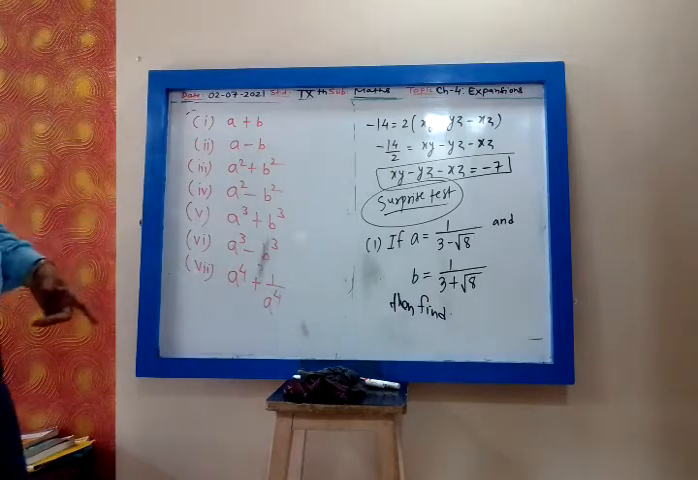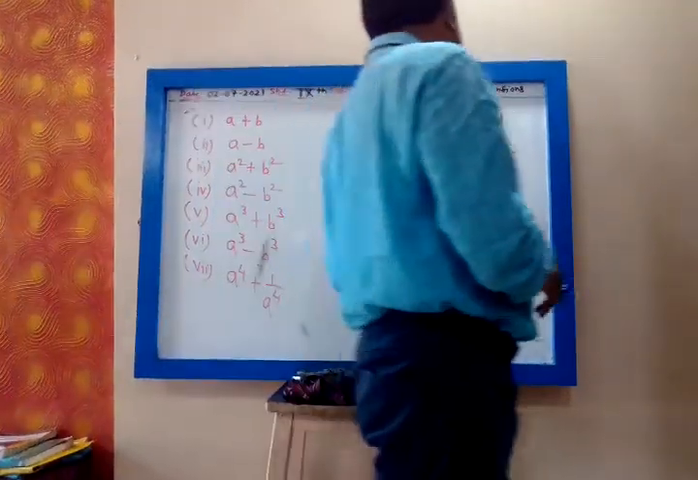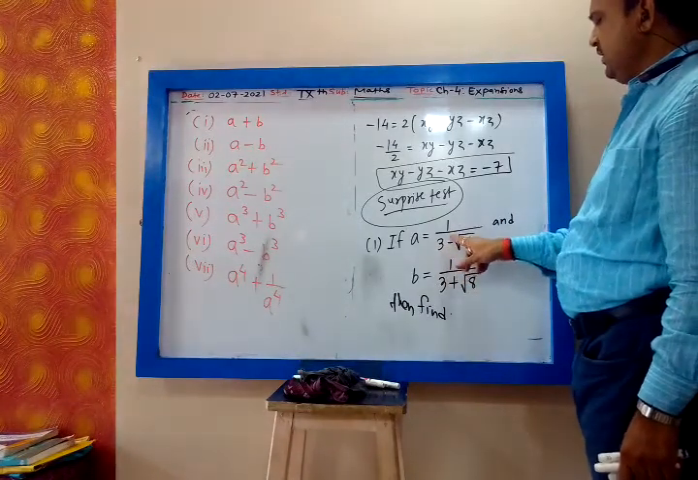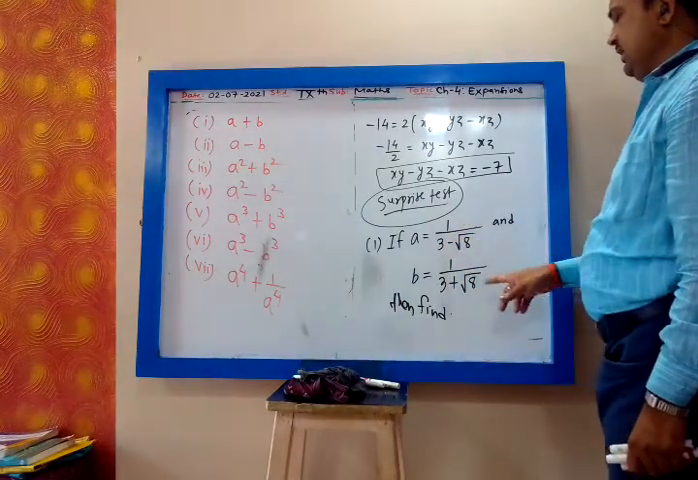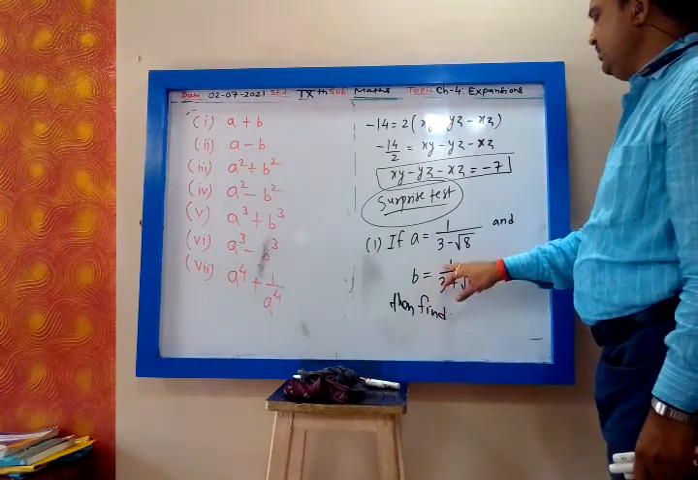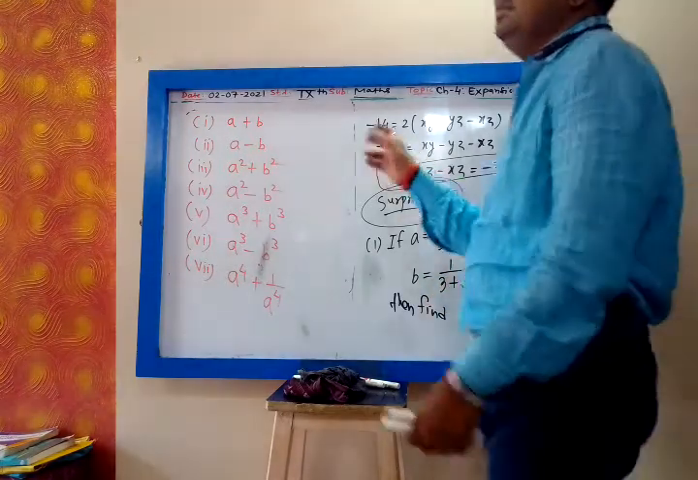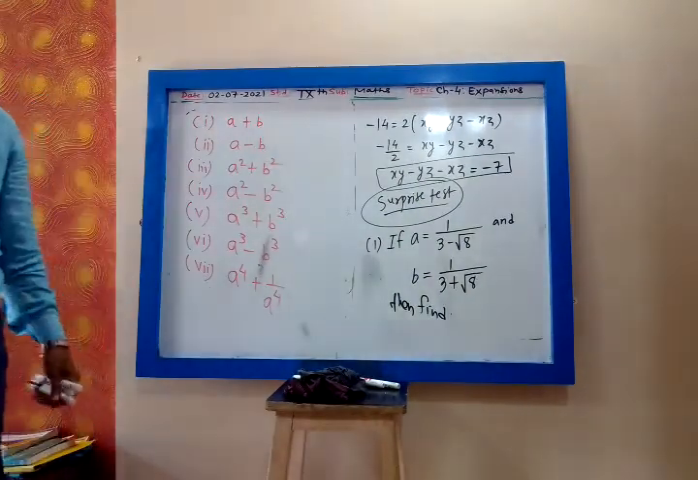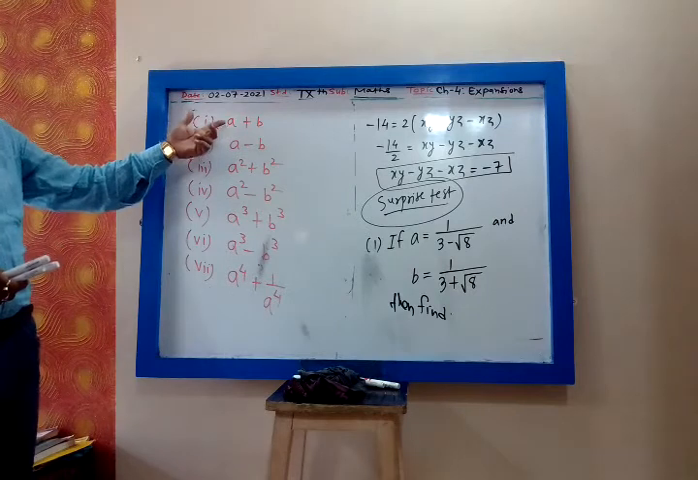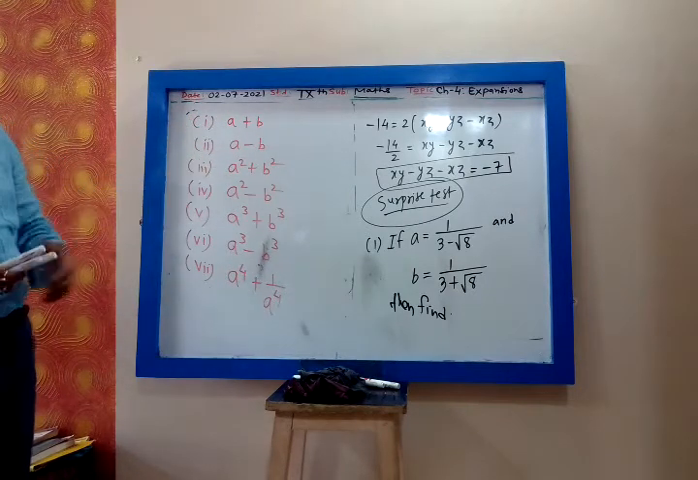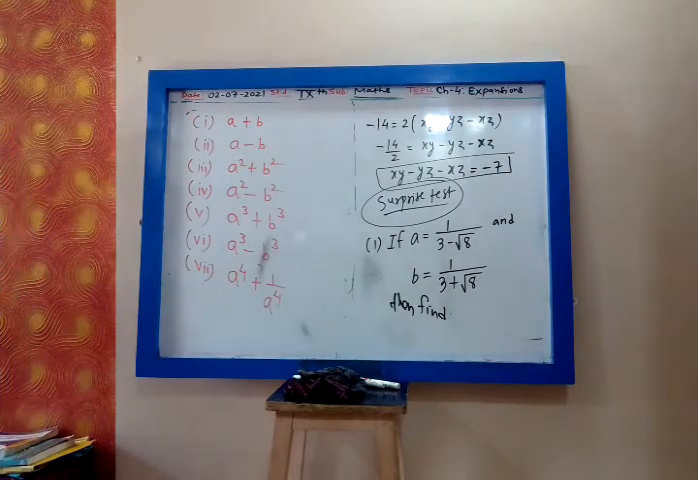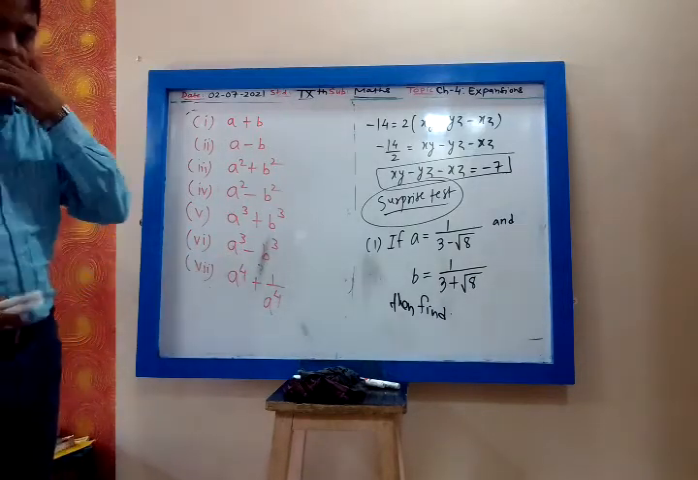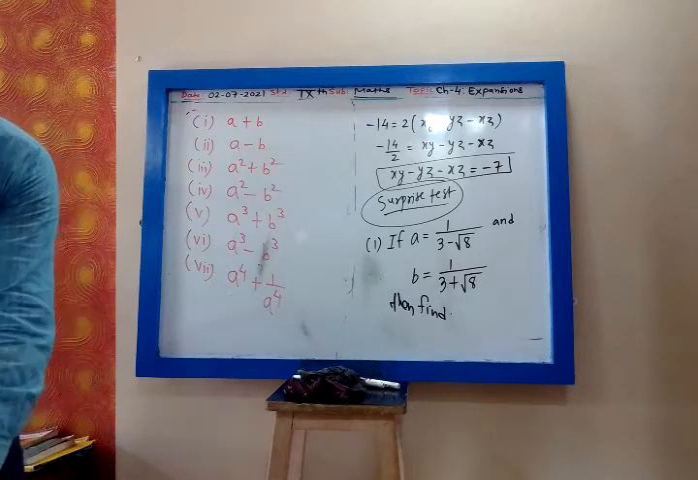Find all these. So what will be there? Don't directly substitute the value. You rationalize the denominator of a, then you rationalize the denominator of b. Get simplified form of a and b. First you get simplified form of a and b. Then you substitute this value and find a plus b, a minus b, a square plus b square, a square minus b square, a cube plus b cube, a cube minus b cube, a raised to 4 plus 1 upon a raised to 4. Do all this. You have 5 minutes. You can solve this.